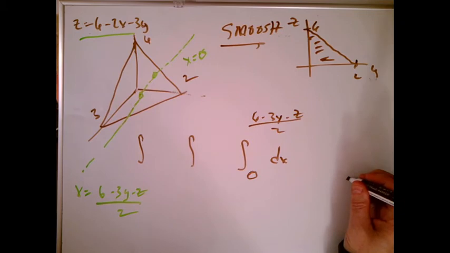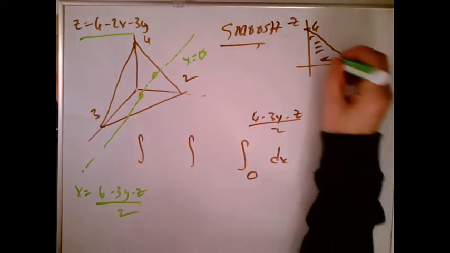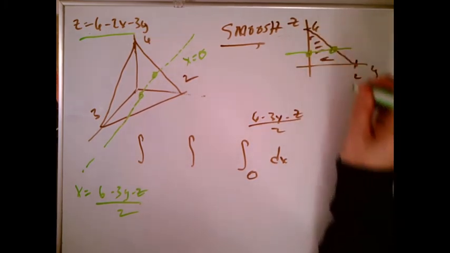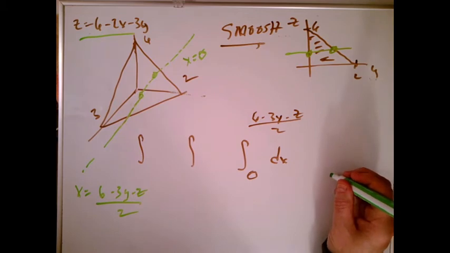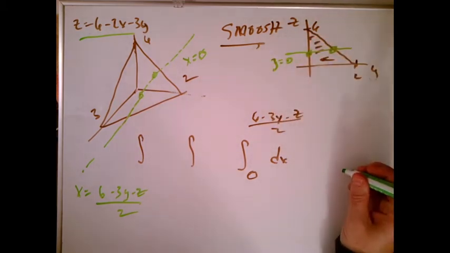We can now chop in either direction. I'm going to do y first, so I'm going to chop parallel to the y-axis. It enters here, it leaves here. I need to know what y is as it enters. Well, that's just y equals 0. That's very clear. What is it as it leaves?